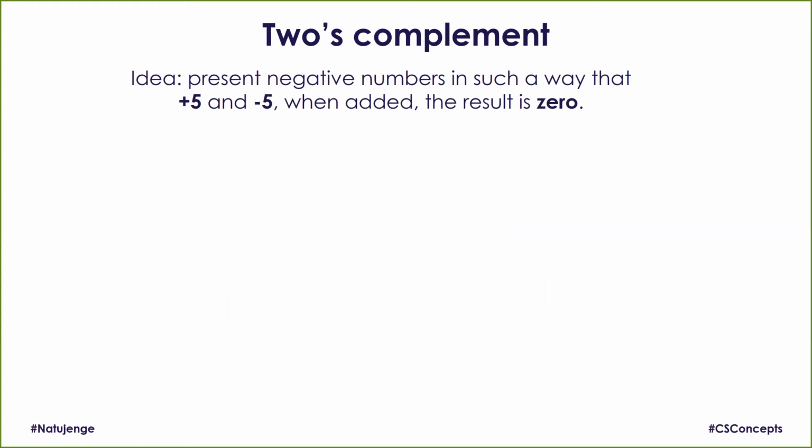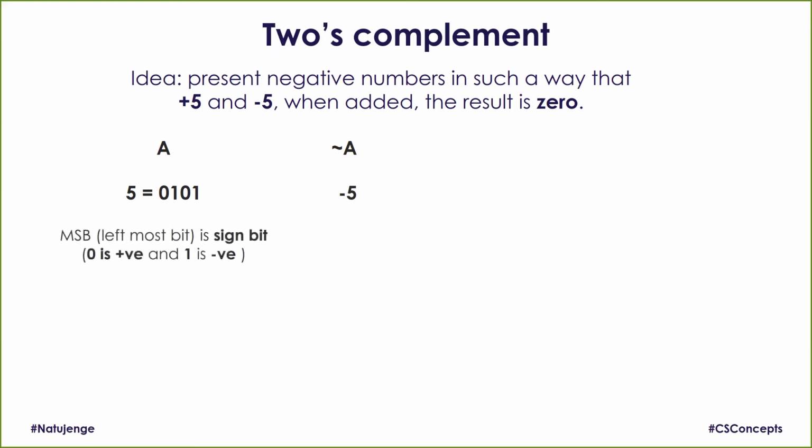But then let's see how we are going to do this with bits. 5, which is our A, if you write it in binary, is 0, 1, 0, 1. And the complement of A is what we're calling negative 5. And we are going to take the most significant bit to be consumed as a sign bit. So if the leftmost bit is set to 0, we already know that it is a positive. And when it is set to 1, we know that it's a negative number. In this case, 0, 1, 0, 1, if we consider the 4-bit number, this is a positive number.